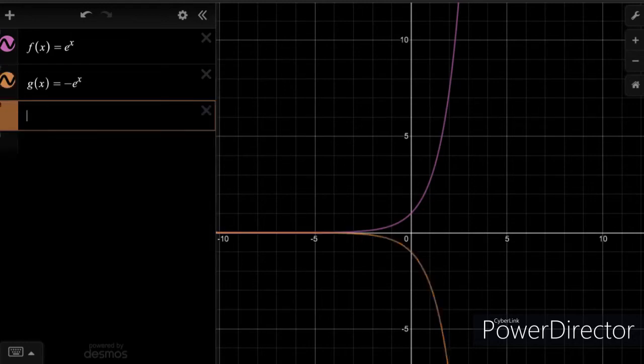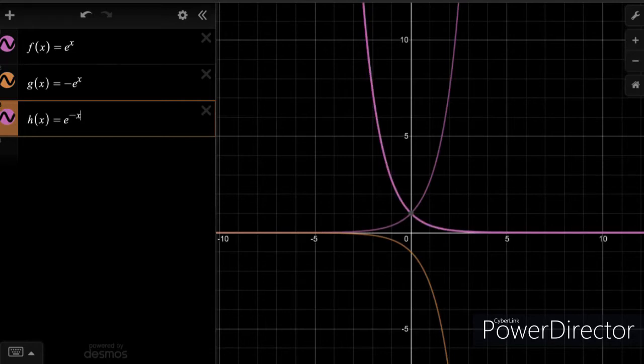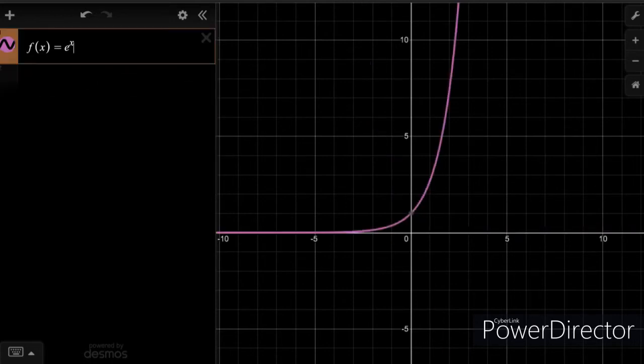And then how would we flip it over the y-axis? Well, let's do an h of x. That's going to be equal to e to the, instead of putting an x there, we will put a negative x. Negative x. And there you have it. Notice it flipped it over the y-axis. Now both examples that I just did are very simple expressions. Let's imagine something that's a little bit more complex.